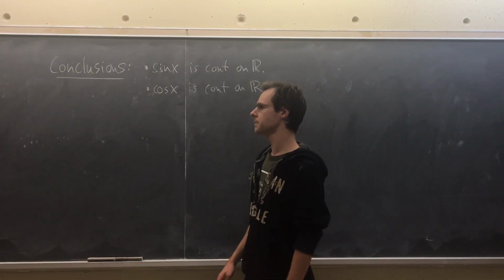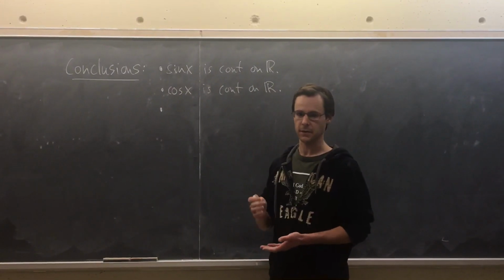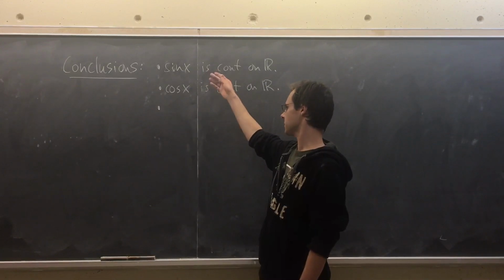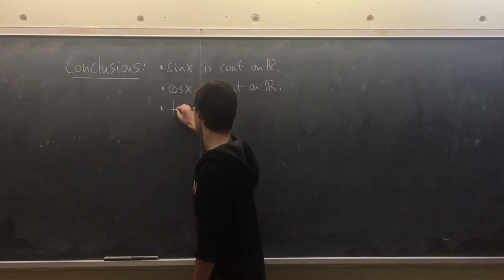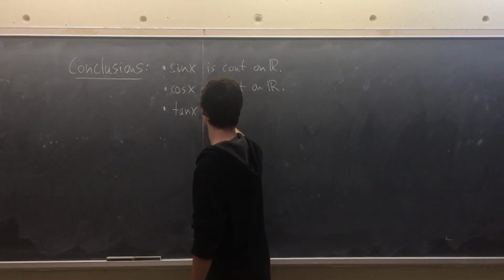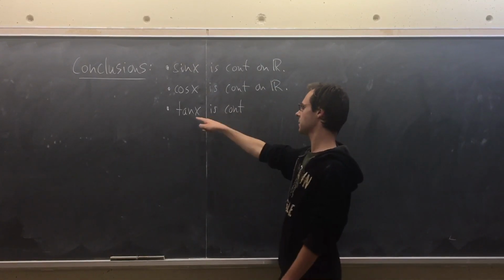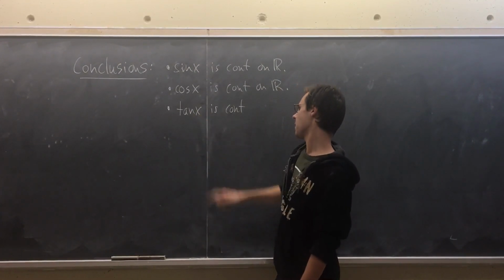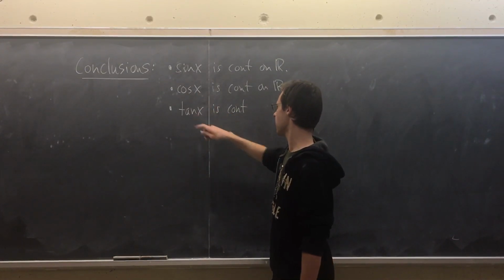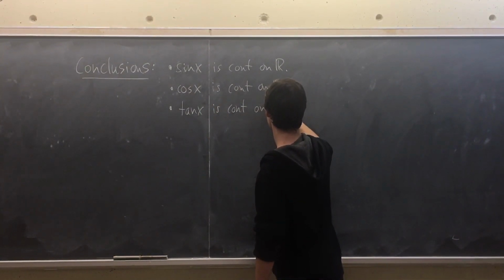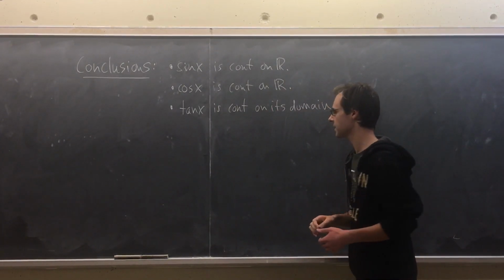And now what else do we know? Well, if you think back to video number 5, which involved quotients of functions, if sine x is continuous on R and cos x is continuous on R, we know that tan x is also continuous everywhere on R except where x has a value where cos x would be equal to 0. Okay? So tan x is continuous on its domain. Everywhere except for at the asymptotes.